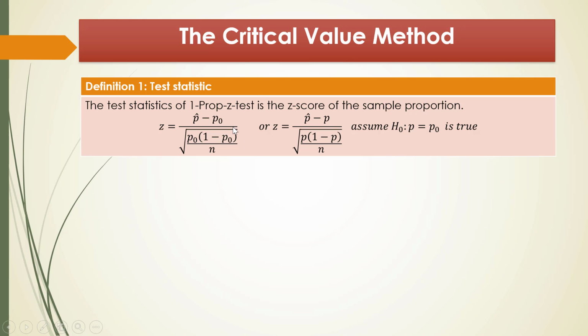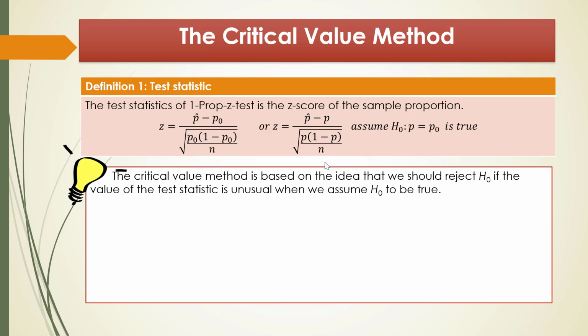And we use the specified value p0. If we want to test the assumption that the null hypothesis says that p equals p0, we assume that the null hypothesis is true. So when we assume that the null hypothesis is true, p is equal to p0, we can use p instead of p0 in the notation. So z is (p hat minus p0) over square root of p0(1 minus p0) over n. Or when we assume H0 is true, we have z is (p hat minus p) over square root of p times (1 minus p) over n.